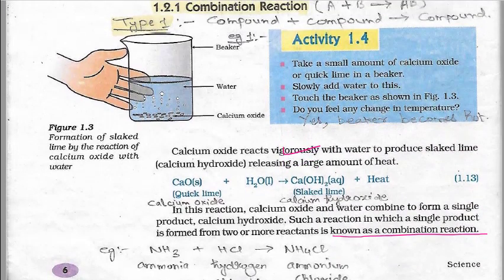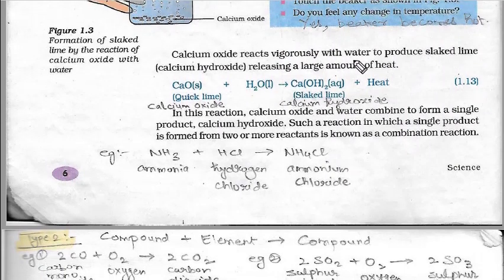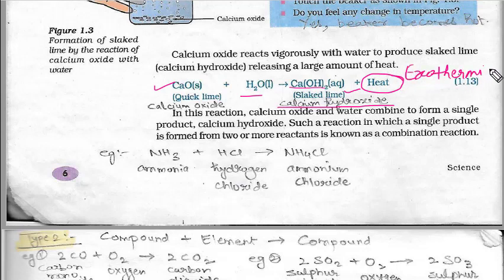See here. The calcium oxide vigorously reacts with water to produce slaked lime, which is calcium hydroxide, releasing a large amount of heat. So here we have taken calcium oxide, which is your whitewash powder. When it is mixed with water, it forms calcium hydroxide, which is also known as slaked lime, and its chemical name is calcium hydroxide. So when this reaction occurs, heat will be released. That means this reaction is exothermic in nature.